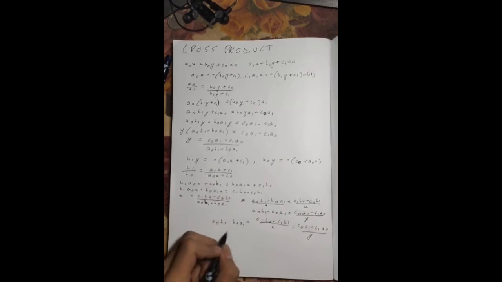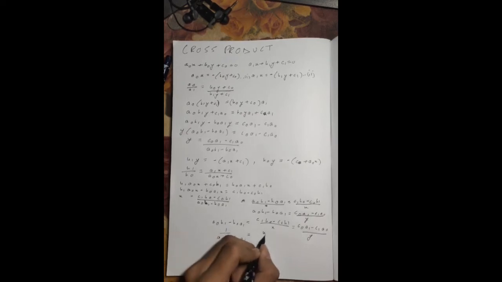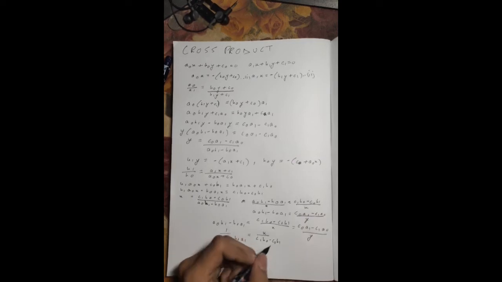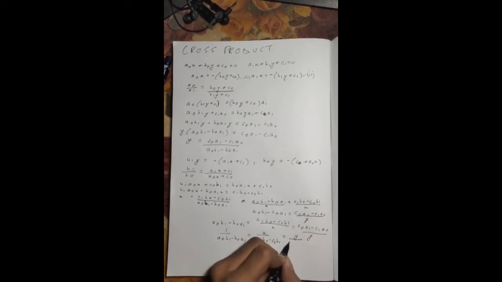So now we'll find the reciprocal of all the expressions which we have observed here, which are equal. So 1 upon a naught b1 minus b naught a1 equals x upon c1 b naught minus c naught b1 equals y over c naught a1 minus c1 a naught. Now this is the equation we have obtained here.